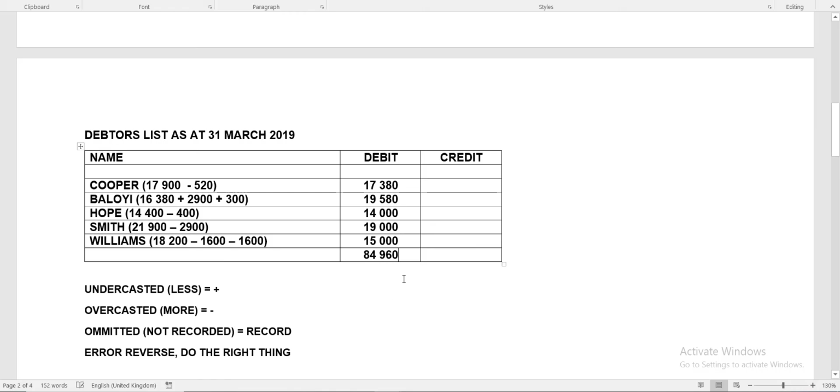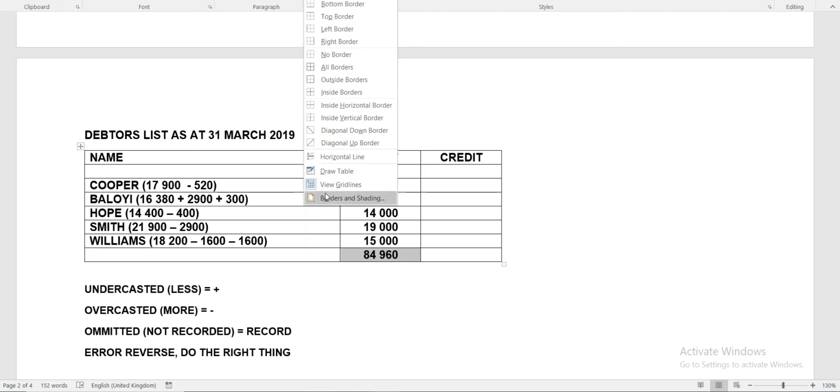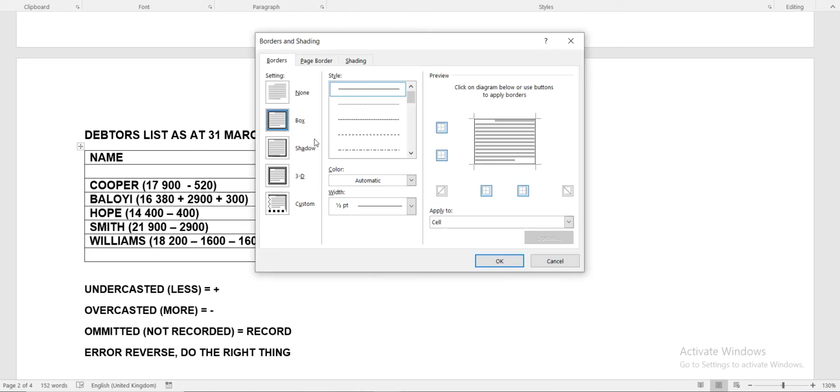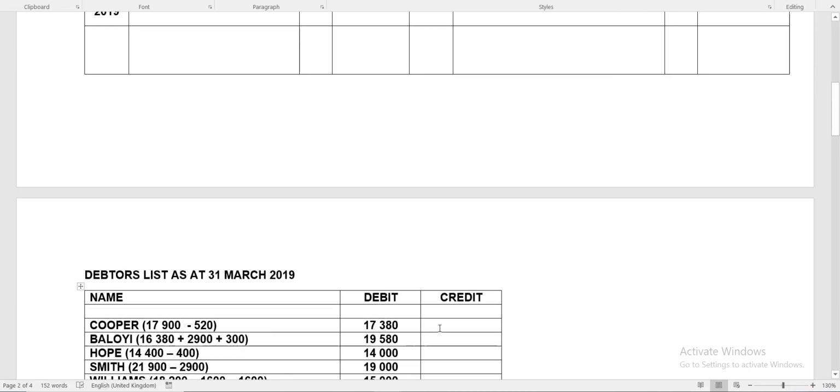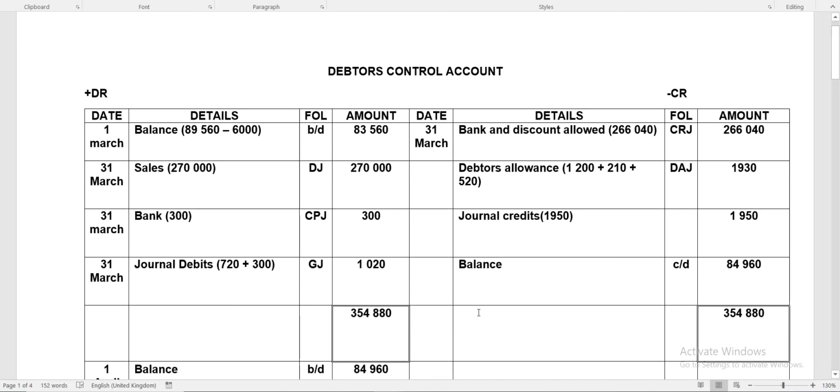84,960. So it means that we have reconciled this very well, because the total of the list and also the control account is the same. They are the same. So it means that we did our reconciliation process very well. So ladies and gentlemen, this is how you do the reconciliation. This is the best explanation I could ever give you.